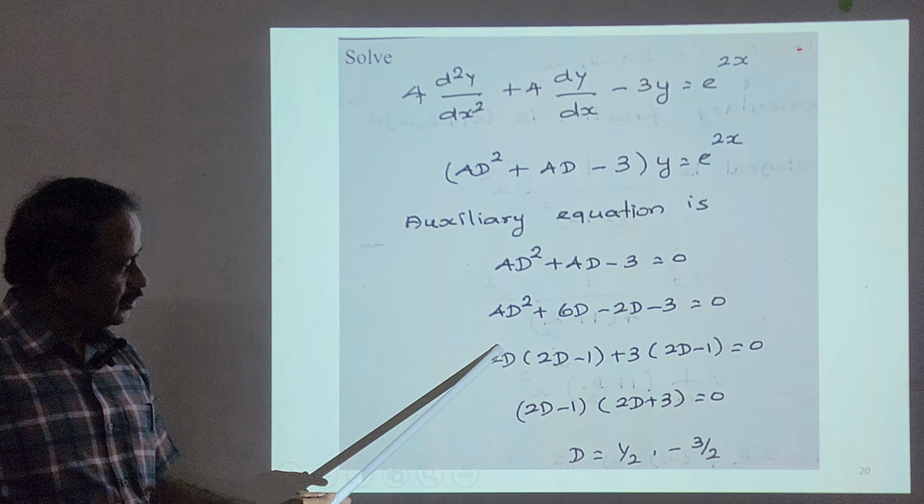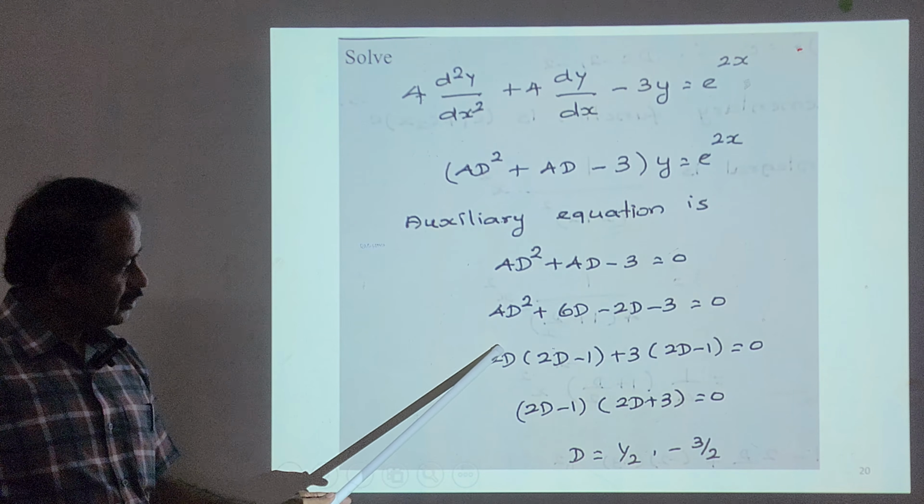Now d square plus 4y equals sine 3x. See here, this is the trigonometry one. So sine 3x, trigonometry one. What is the procedure? We'll find out. Now the auxiliary equation is d square plus 4 equals 0. So d squared equals minus 4. So d equals plus or minus 2i. The third type, imaginary. Correct? Third type, d equals plus or minus 2i.